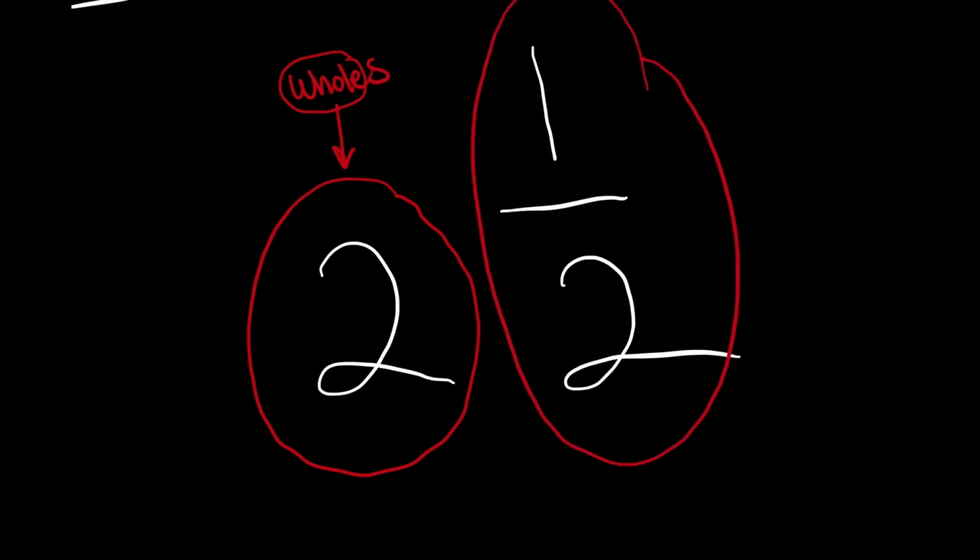cut into. So this is the fraction part of the mixed number, which is why it's called a mixed number, because you have a whole and you have a fraction mixed together. It's like saying you ate 2.5 pizzas, or you ate 2.5 chocolate bars, or whatever. So that's what a mixed number is.